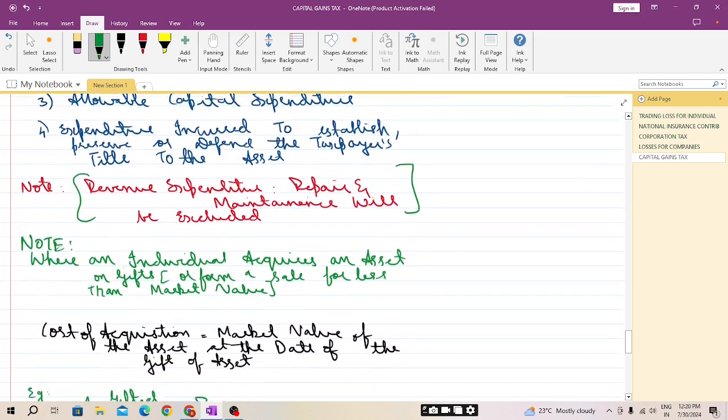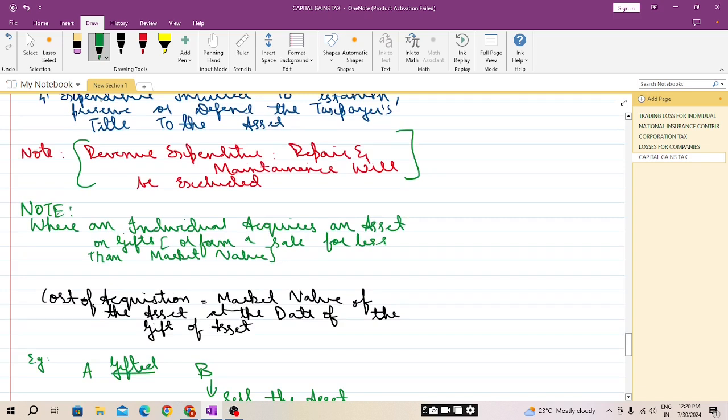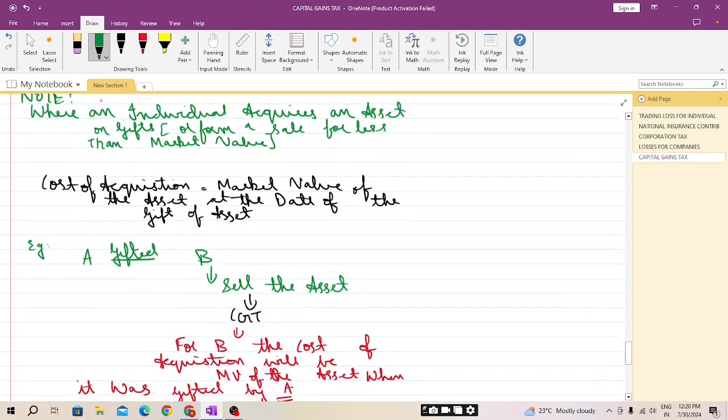Then where an individual acquires an asset as a gift and that person sells it, the cost of acquisition will be, students, the market value of the asset at the date of the gift, as we have taken an example here already.